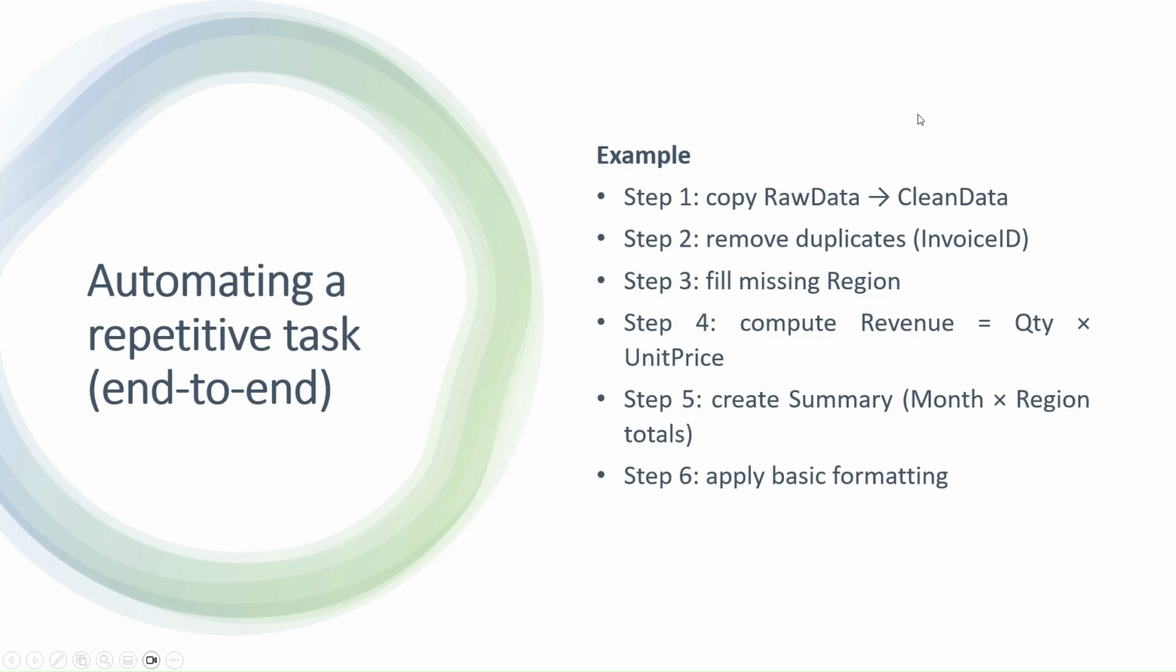This is an example workflow we want Excel to perform automatically. It's an example. It's not something that you have to do for every data set. I'm just giving you an example here. You start by copying raw data. You clean the data. You remove duplicates using invoice ID, for example. You fill missing region, you compute revenue by doing quantity times unit price, you create a summary, month times region totals, and then you apply basic formatting.